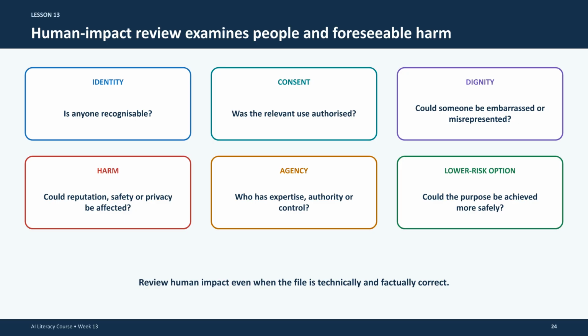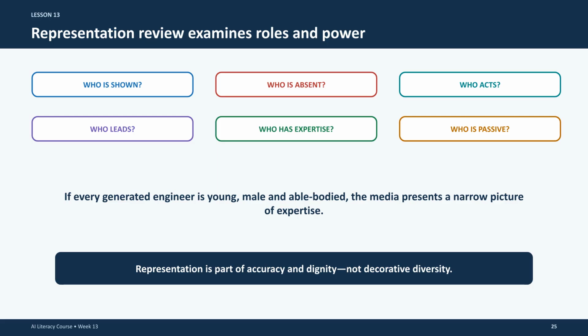Conduct a human impact review to assess issues like identity, consent, dignity, and safety. Always ask if anyone might be harmed or misrepresented by the output, and consider if you could achieve your purpose with less identifying or lower risk material. Representation is a vital part of your review. Examine who is shown, who is absent, and how different roles are portrayed. A narrow portrayal of expertise, for example, showing only one type of person as an engineer, is not just a design choice. It affects the accuracy and dignity of your work.